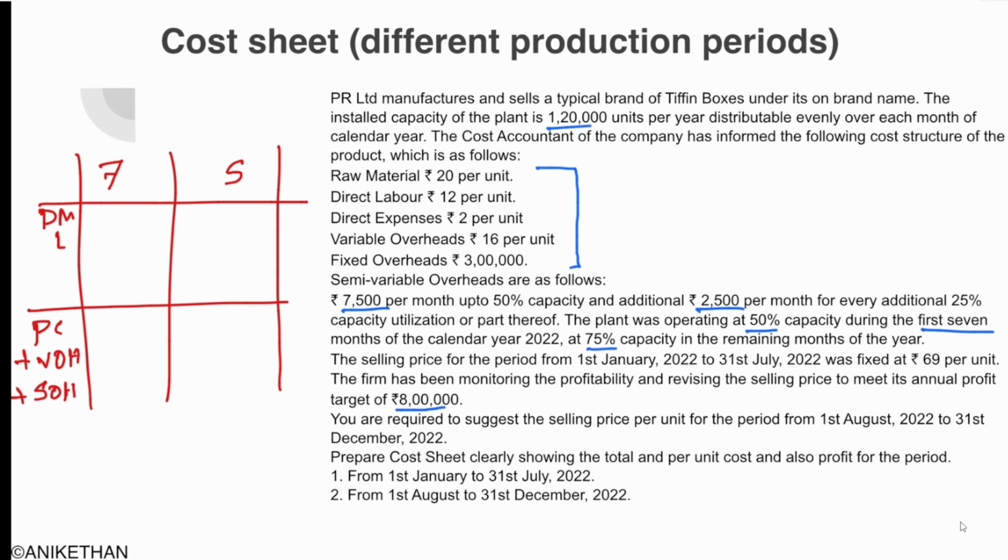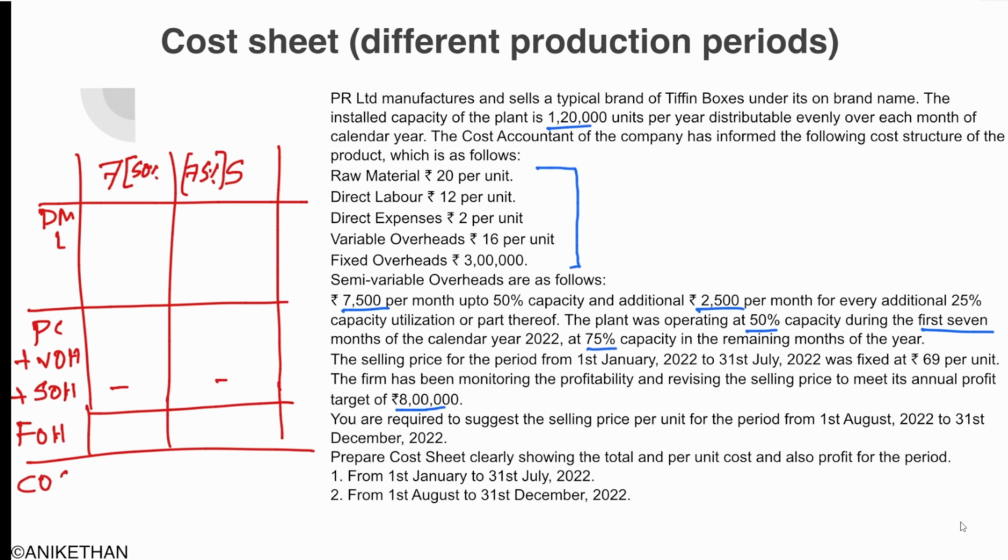So semi-variable overhead, here it is 50%, here it is 75%. Hence this is different. Then you have fixed overhead. So fixed overhead I will distribute over 7 months and 5 months. Then I will get my cost of sales. After this I have a profit or I have a selling price.